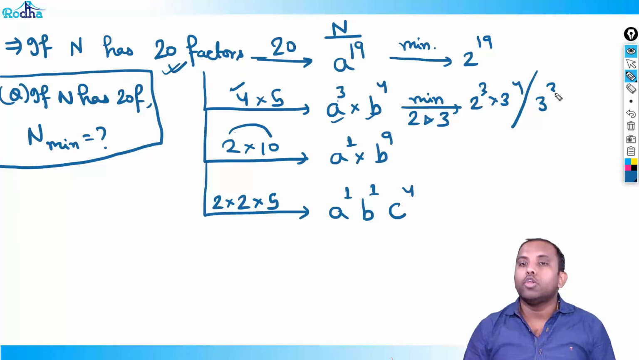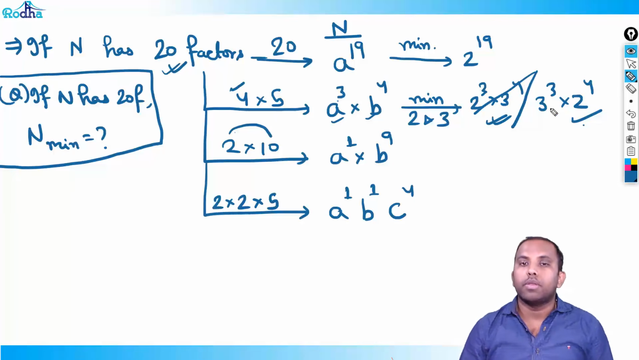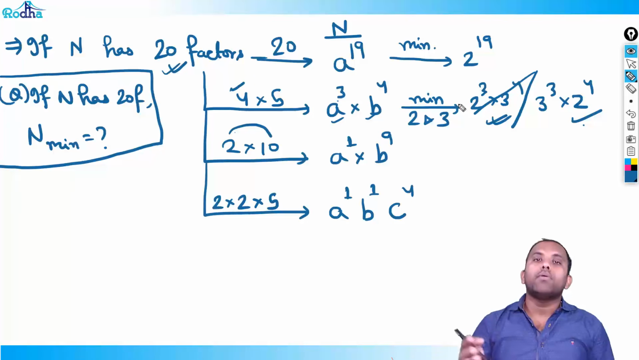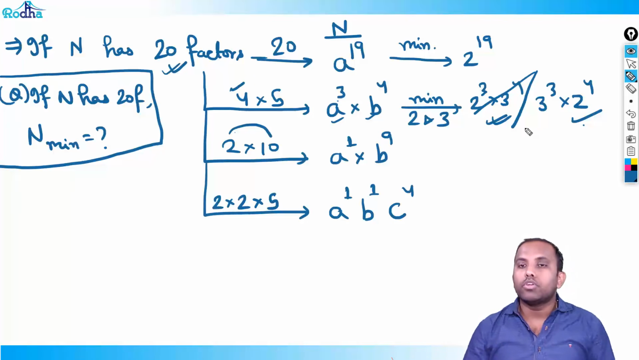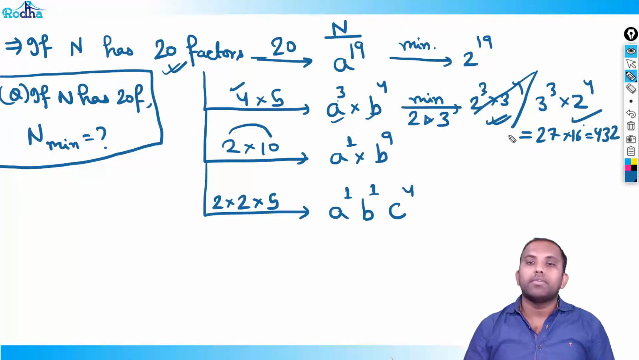So it should be 3 cube into 2 raised to 4. This is obviously the minimum compared to the other case, so we won't take that case. This is the case. To minimize the value, the higher the power, the lower the value I should assign. So what is 3 cube into 2 raised to 4? You can observe 27 into 16. It is nothing but 432, the minimum value in this case.